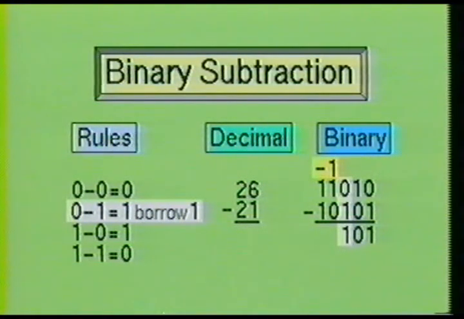In the next column, we again subtract a 1 from 0, which the rules show the result will be a 1, borrow 1. Therefore, we place a 1 in this column. In the next column, we have a minus 1 and a plus 1, so subtracting 1 from 1 gives us 0, making this column now 0 minus 0, which the rules show is 0, so this column gets a 0.